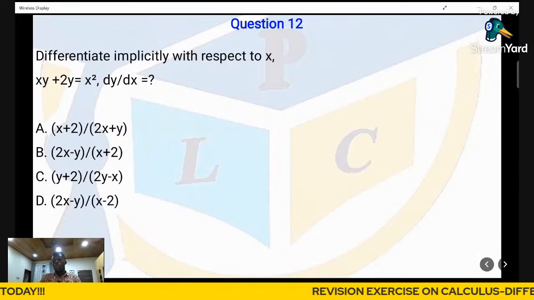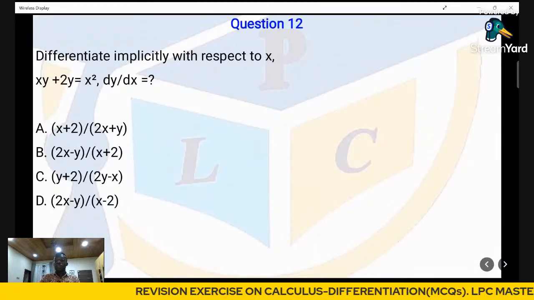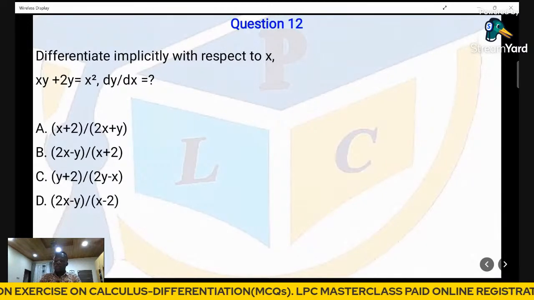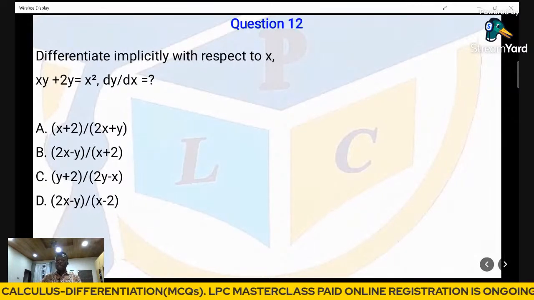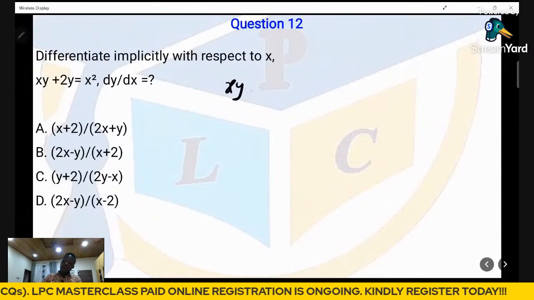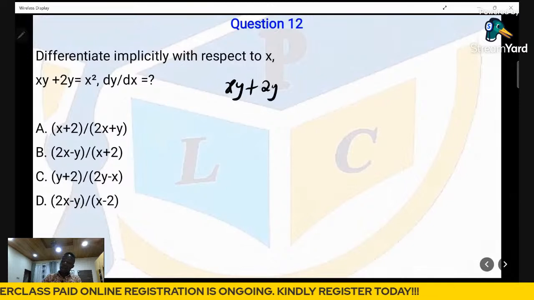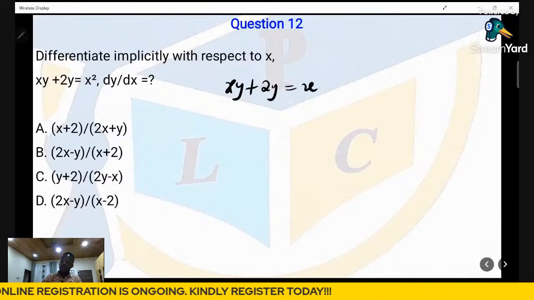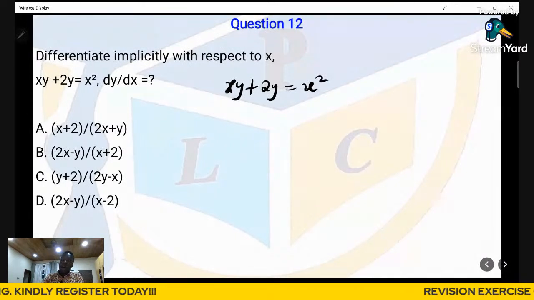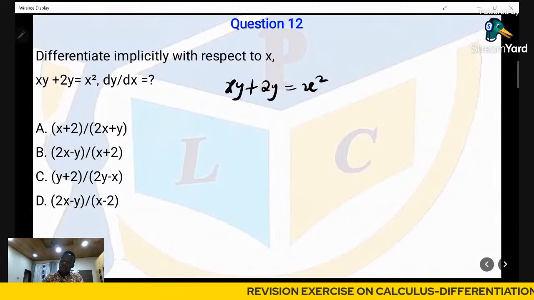So question 12. Differentiate implicitly with respect to x. So this is what we call the implicit function, as I was saying. So we have xy plus 2y, and that should be equal to x squared. So here, the first term xy, I'll first of all hold the x, and I'll differentiate the y. So I'll bring the x out.